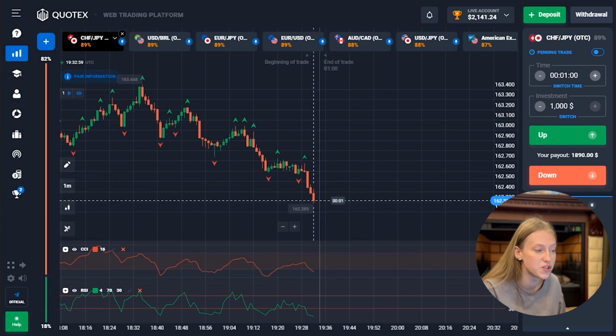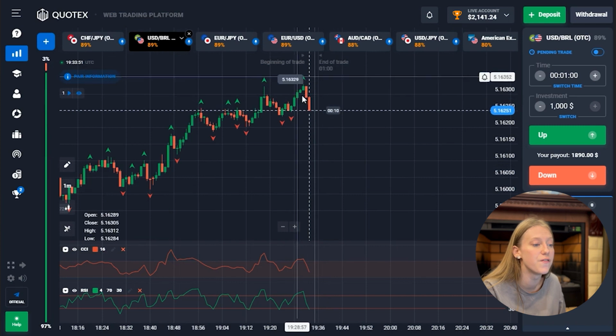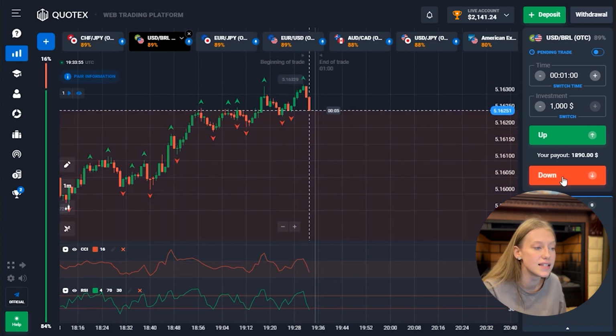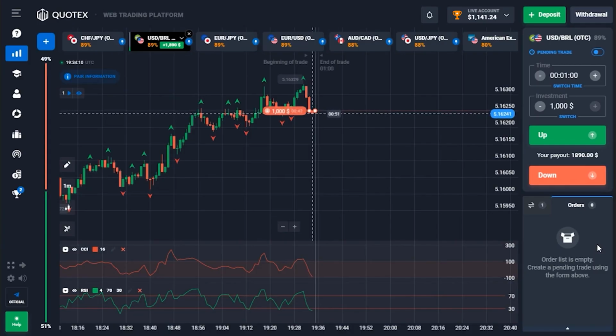Look, the next trade is in the black, something incredible. On this currency pair, I see the first signal for a decline. This is a fractal. The second signal is the CCI and RSI indicators. I opened the deal down for 1 minute.